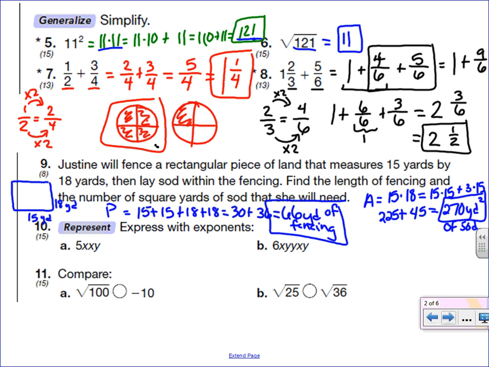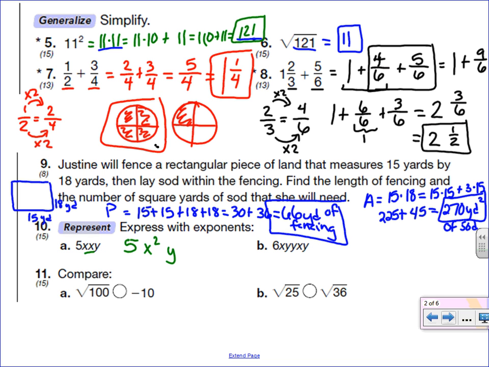It says express with exponents. So when I see multiple numbers or variables of the same being multiplied, I'm going to use an exponent instead. So the only multiples that I see are the 2 x's here. So I would rewrite that as 5x squared. The 2 means there's 2 of the x's being multiplied.